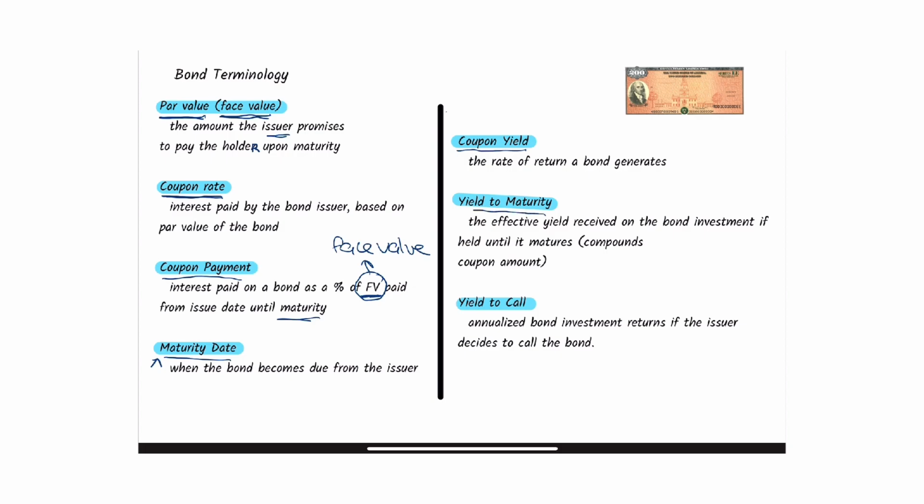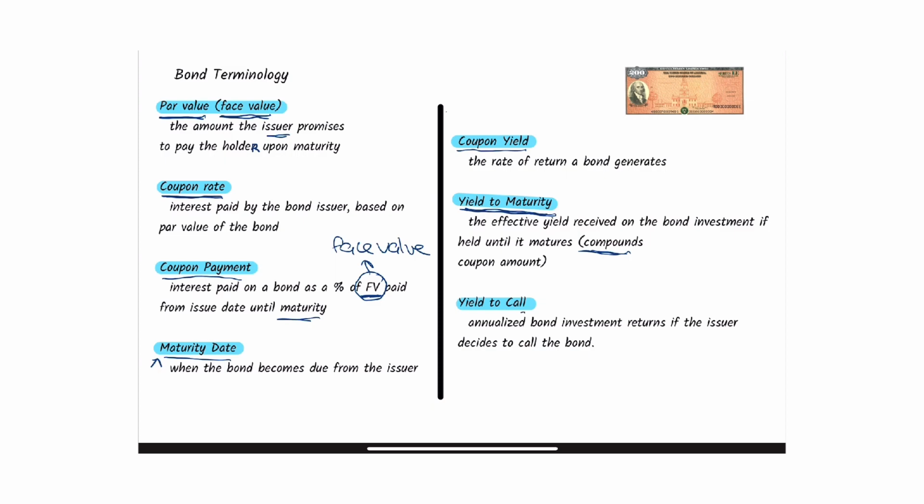And then we have yield to maturity. So we're going to calculate this as well, and that's the yield received on the bond investment if it is held until it matures, based on the compounding coupon amount. And that is if the bond is held until maturity, so until the very end of the term of the bond, of the maturity date.